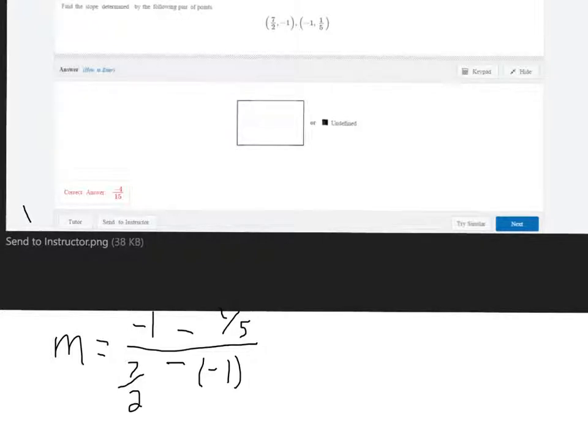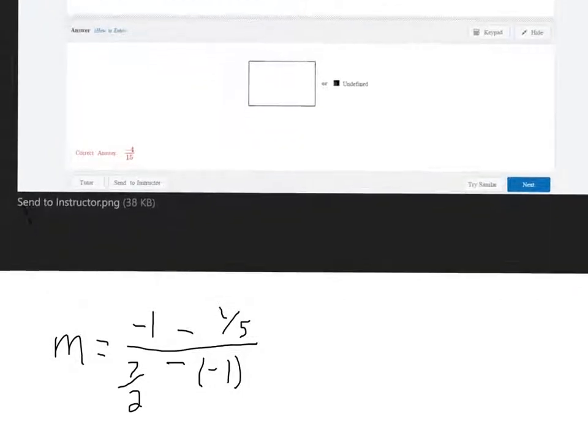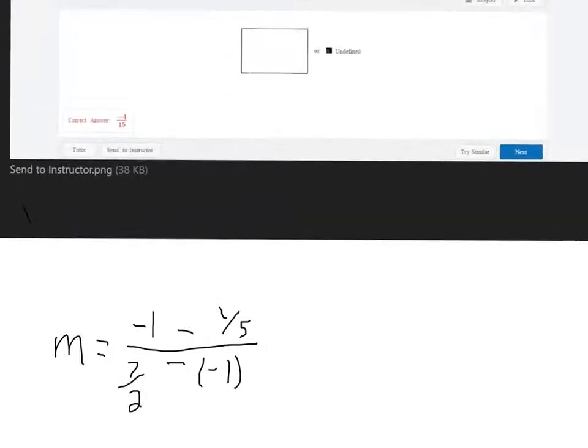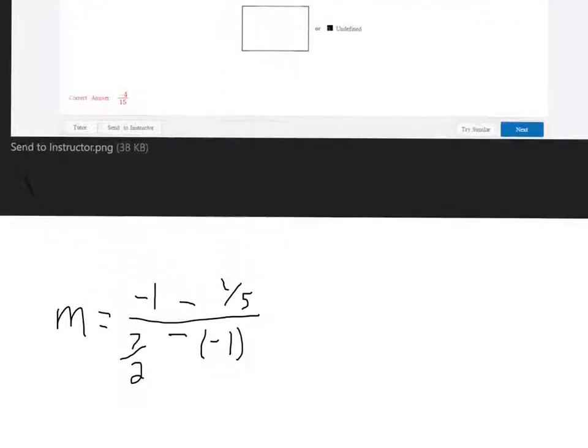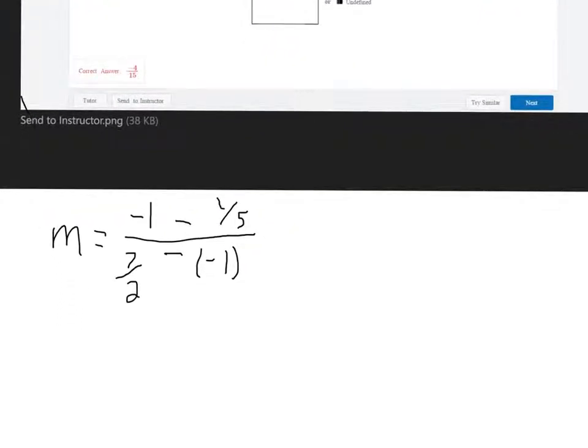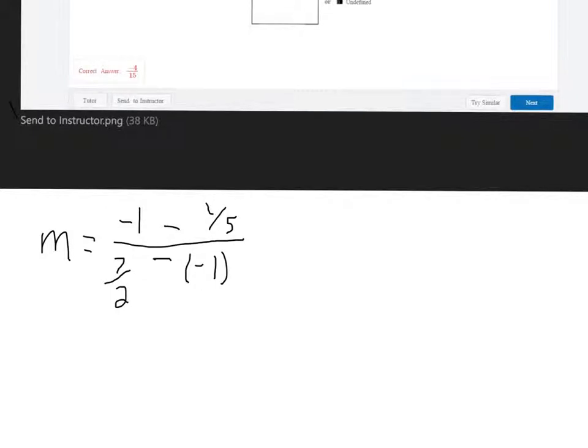I'm going to move this up so we can have a little more space. So I want to find the slope here. Suppose, let's see, I had to get a common denominator. This would be like -1 over 1 minus 1/5, all over 7/2. 2 minuses would be plus 1 over 1. And so I just put that 1 over 1.